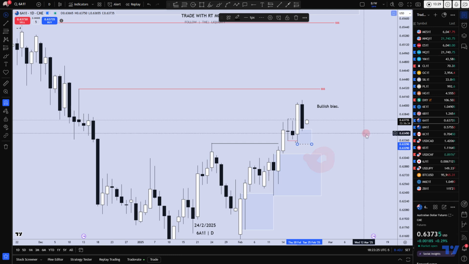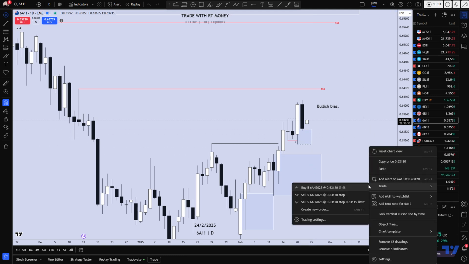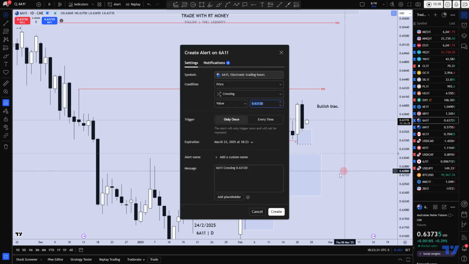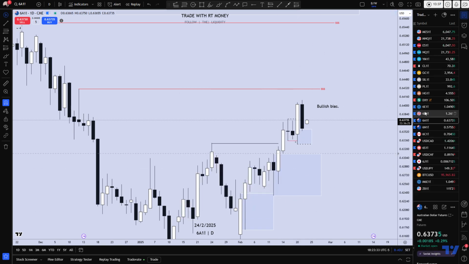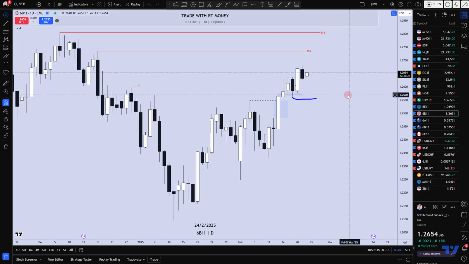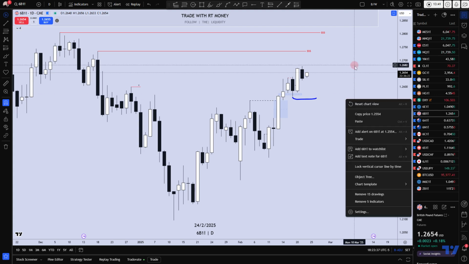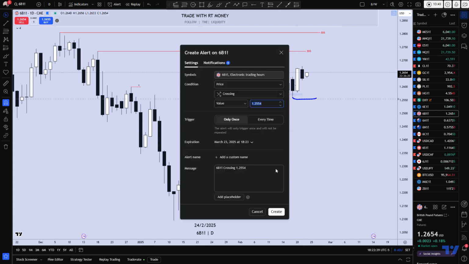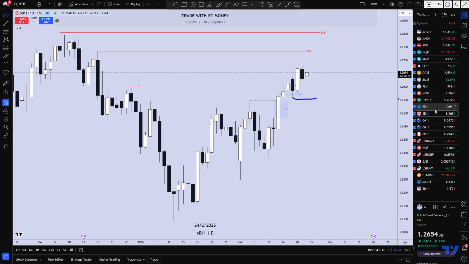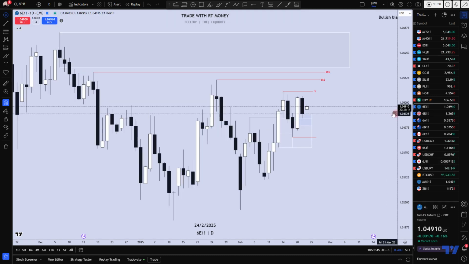All right, so I'll put an alert on this, just like I will put one on the pound if it comes down into that. All right, and I'll be looking for longs on those areas for sure. This I'm not so much on the euro.